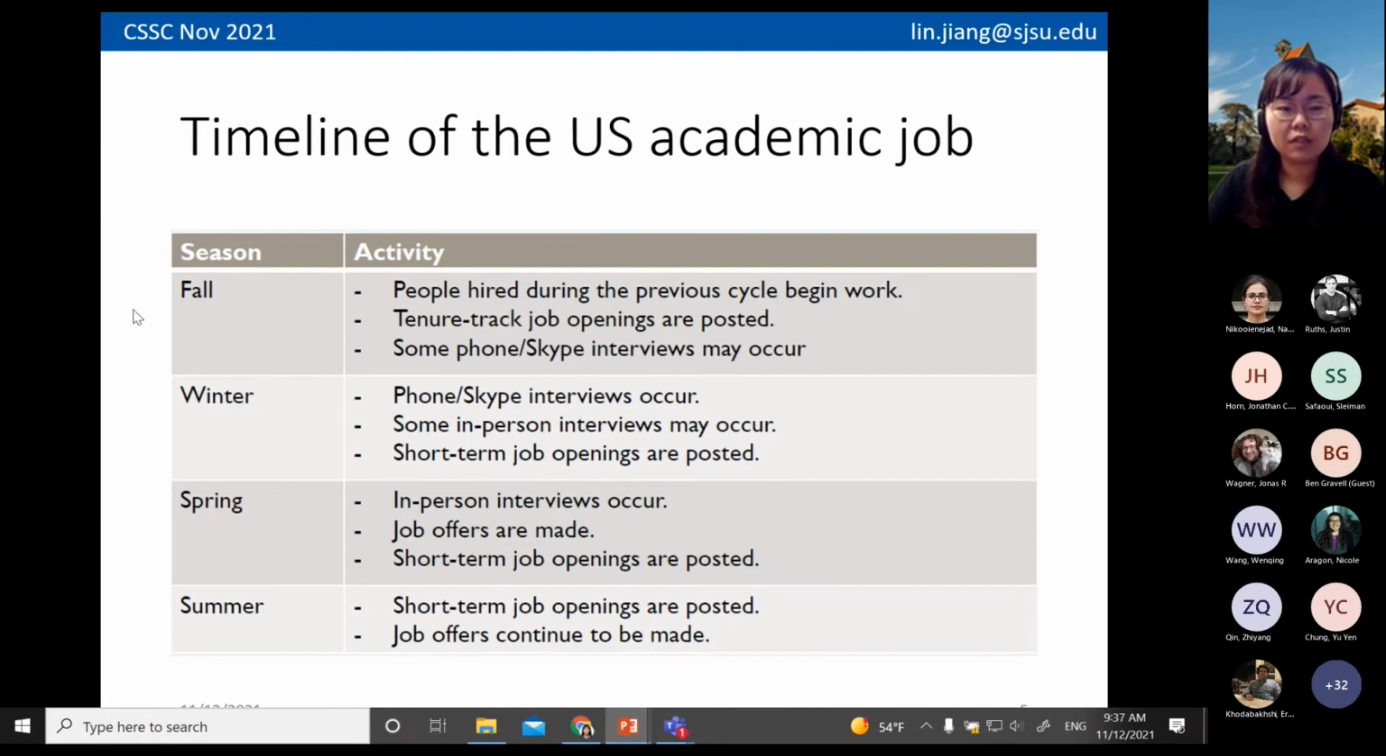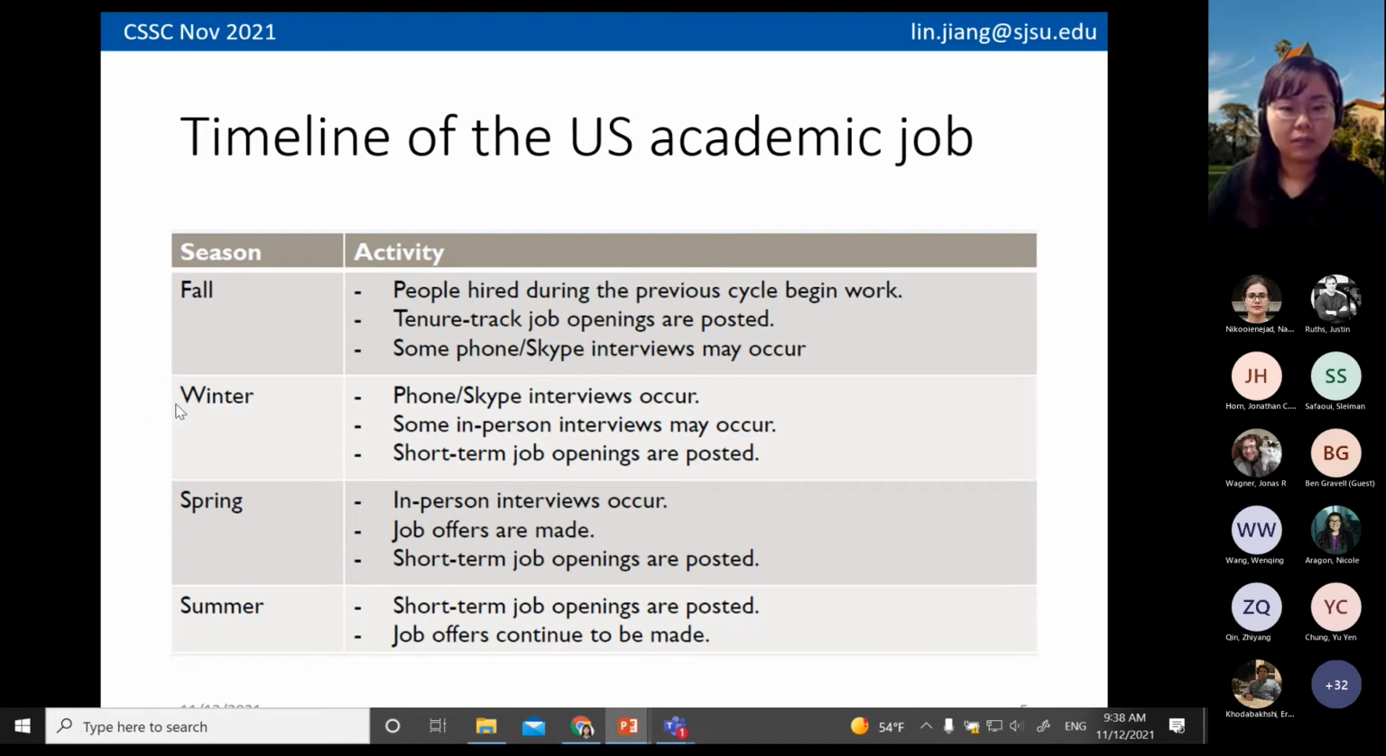And then second, I just want to introduce a little bit about the timeline of the US academic job search. It essentially starts in fall, and a lot of schools start posting their ads, and the hiring cycle begins to work. And this fall 2021, some of the schools already posted their tenure track job openings. And then interviews may occur at the end of fall, so may occur in December. So I received some phone interviews last December and the December before. So some schools start really early.